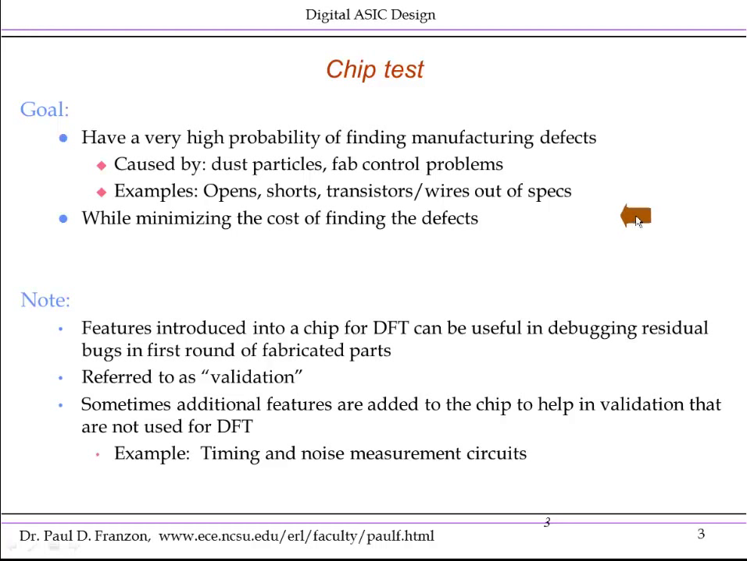Now we'll note that the design for test features that are added to the chip for test purposes can also be useful in debugging the first chips that come from the factory. No matter how much verification has been done, the first chips from the factory do have residual bugs in them, and thus the first round of chips that come back go through what's called a validation process to find out what those residual bugs are, if there are in fact any, and there are about half the time.